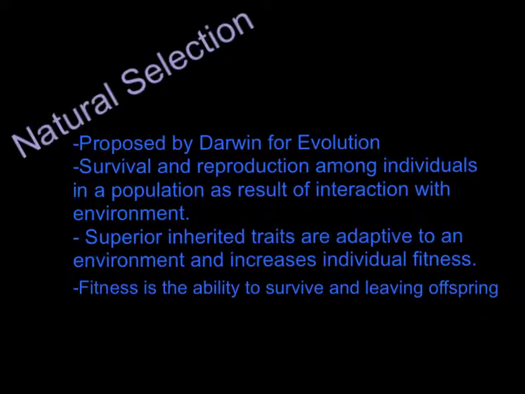Now we have natural selection, and that was proposed by Darwin for evolution. Natural selection is the survival and reproduction among individuals in a population as a result of interaction with an environment. It's also the superior inherited traits that are adaptive to an environment and increase individual fitness. When it says fitness, that means its ability to survive and leave offspring, so they adapted to their new environment.